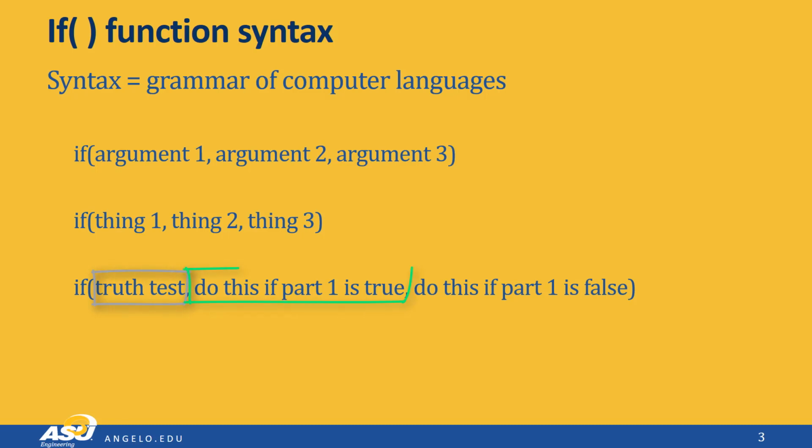And if the first thing is true, then we'll do thing 2. We'll do the second part. So we're going to do that if part 1 is true. If part 1 is false, if the truth test is false, then we'll do that third thing. And so that's the basic syntax of the if statement. You have a truth test, and then the thing you're going to do if it's true, and then the thing you're going to do if it's false.